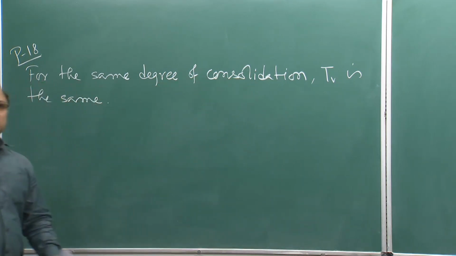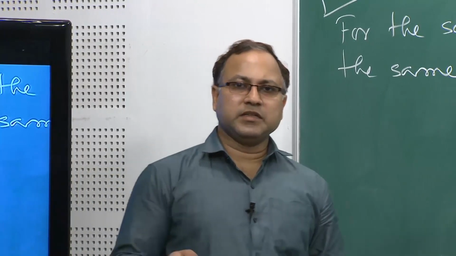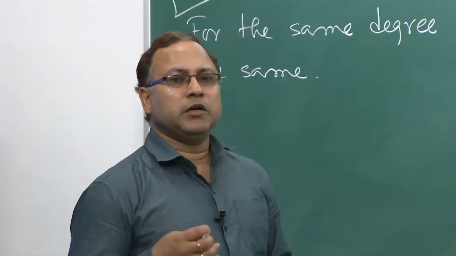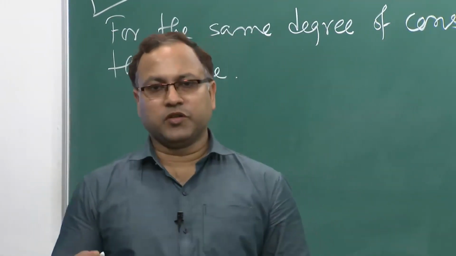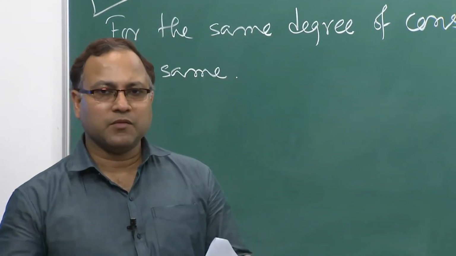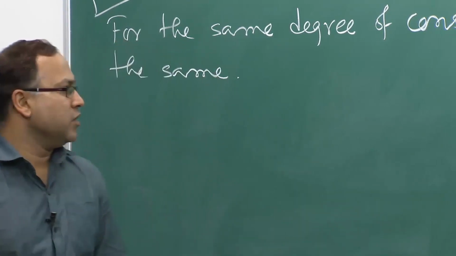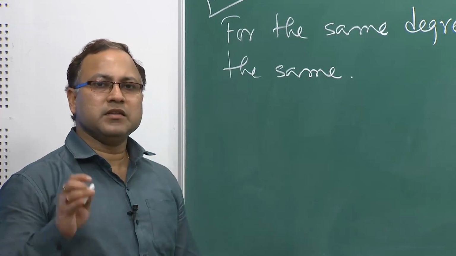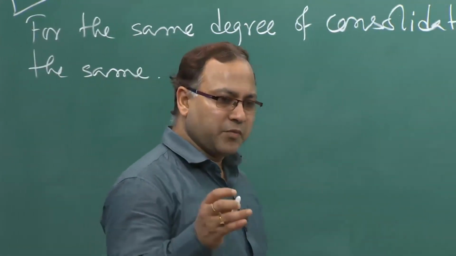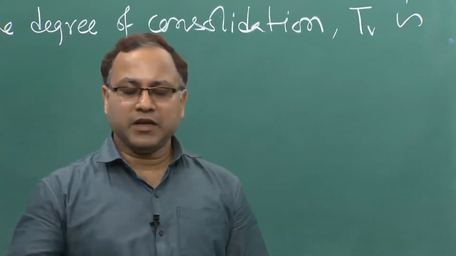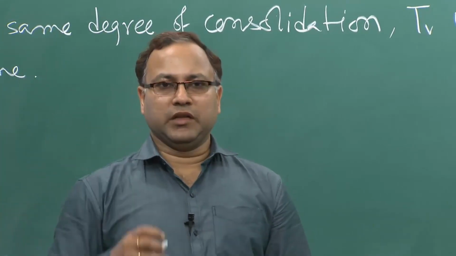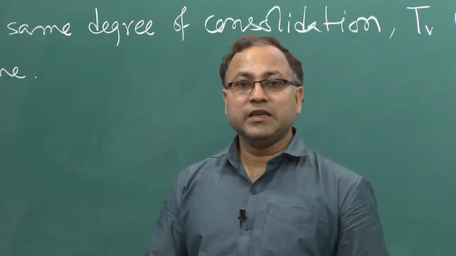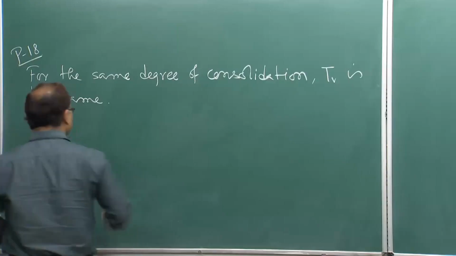If you have degree of consolidation 0 to 60%, then you have one expression for TV, and if the degree of consolidation U is greater than 60%, then you have a different expression for TV. Anyway, TV is the same if your degree of consolidation is the same for both the samples, in the real field as well as in the laboratory. You are talking about only 50% degree of consolidation, so TV must be the same for both situations.